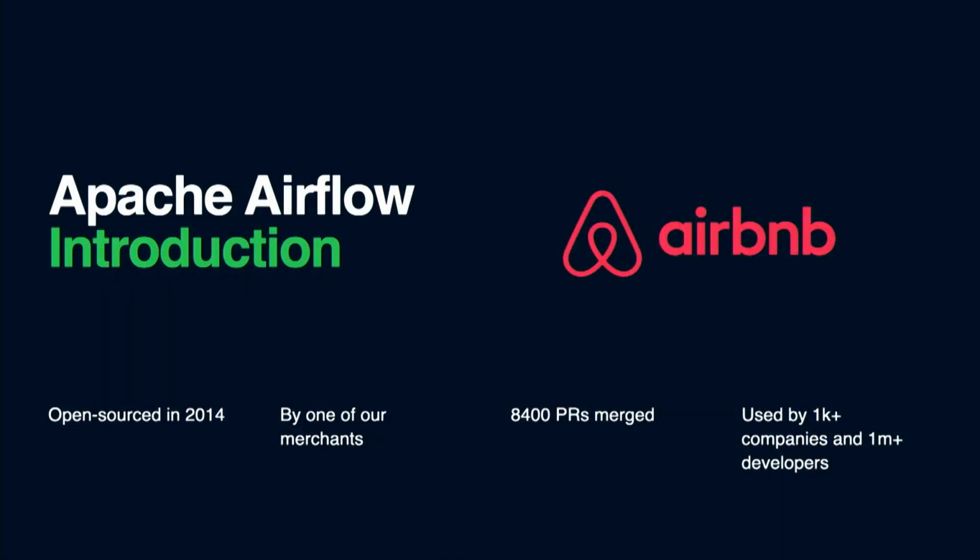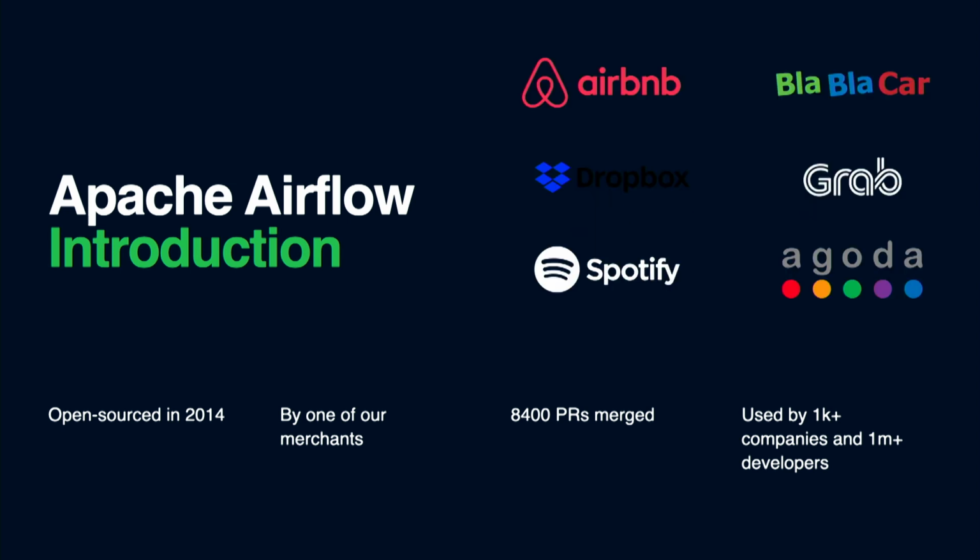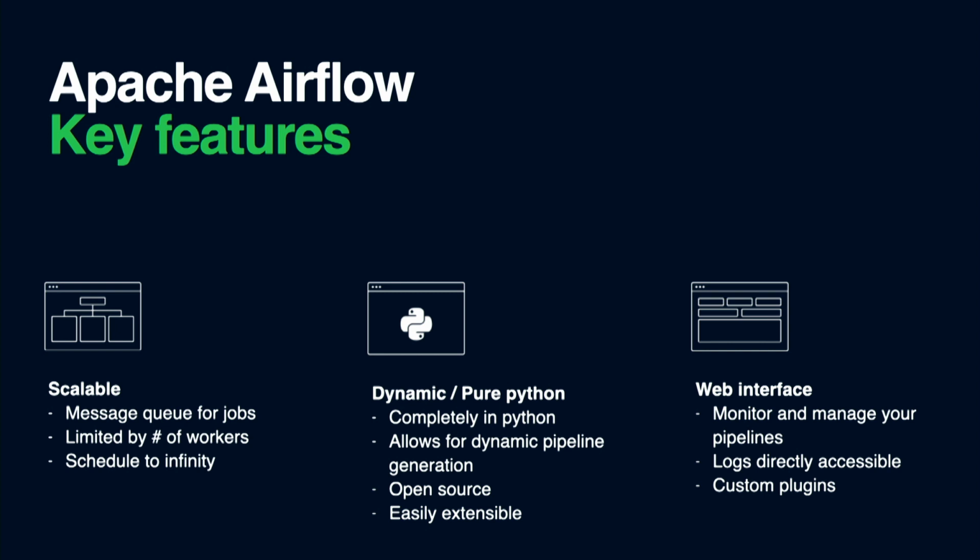Okay, it was developed by Airbnb and open sourced by them. And it's actually one of our merchants, of course. And since then, over 8,400 PRs are merged. And it's used by more than 1,000 companies and more than 1 million developers, according to the creators of Apache Airflow. And also, some of our merchants are using it. So BlaBlaCar, Dropbox, Grab, Spotify, Agoda.